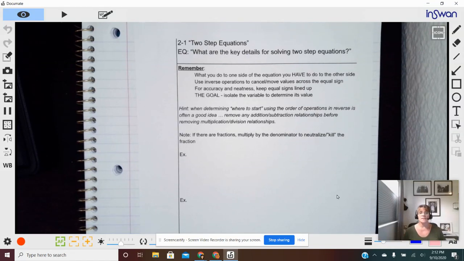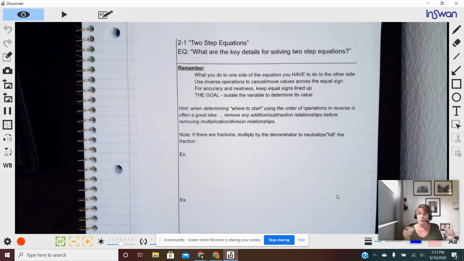Good afternoon, ladies and gentlemen. Our goal for today's lesson, it's topic 2, lesson 1, two-step equations. Now, in all actuality, this should be a review lesson, but just because something's review doesn't mean you mastered it the first time. So I want to really go over what we do when we're solving two-step equations, okay?